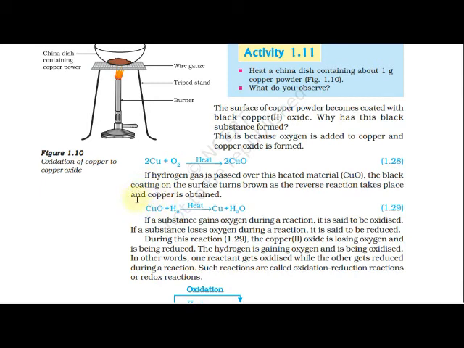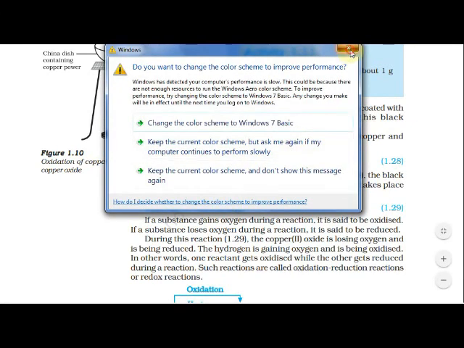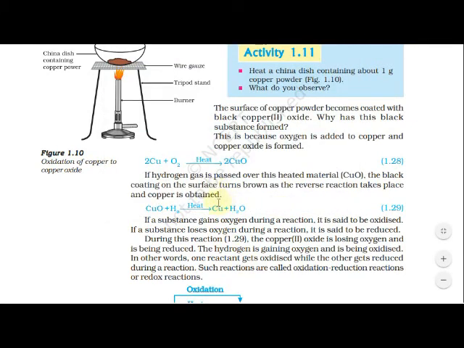Here, copper oxide is losing oxygen, that is CuO on the LHS. If you see the product side, only Cu is there, and on the LHS, O is there. So O is lost. This reaction, CuO plus H2 gives Cu plus H2O, is a reduction reaction. Oxygen is lost and hydrogen is gained.